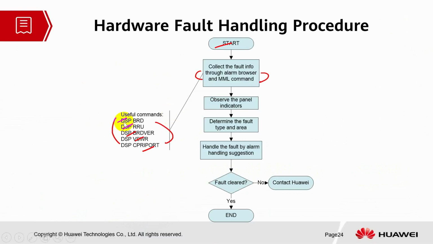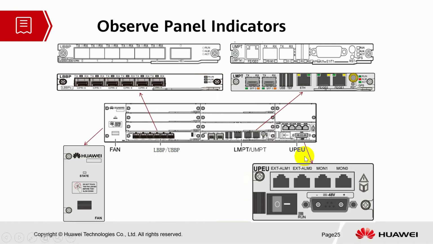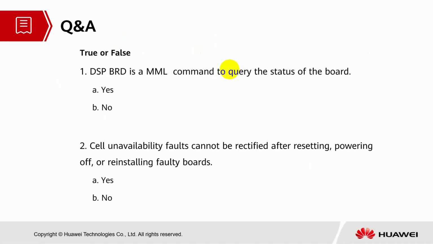After collecting the useful information, you also need to observe the panel indicators, determine the fault area, and try to handle it. If the fault still cannot be cleared, we may need to contact the Huawei project team. We have to observe the panel indicators. This has to be done on site. We have to check the LED lights to see whether they're working or not: run, alarm and active, and also the blinking at the LBBP. We have to monitor the LED lights for each of the boards to see whether it's working or not.